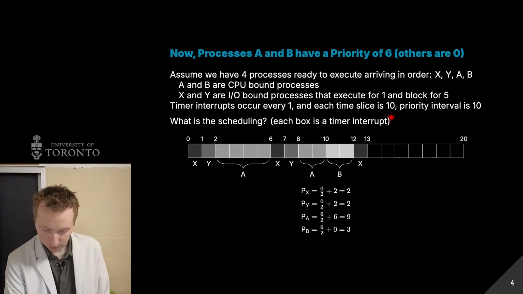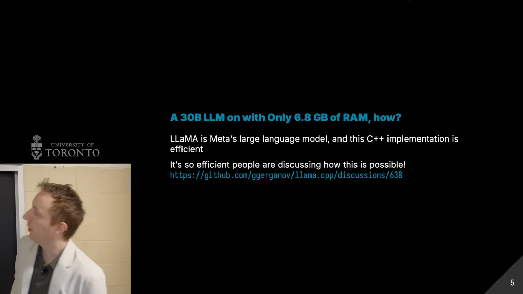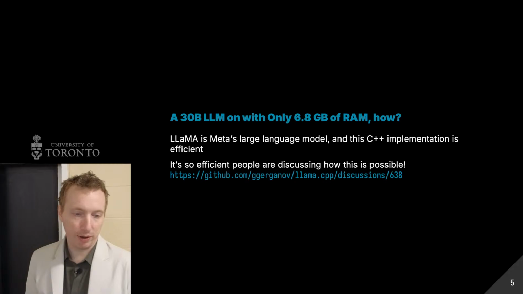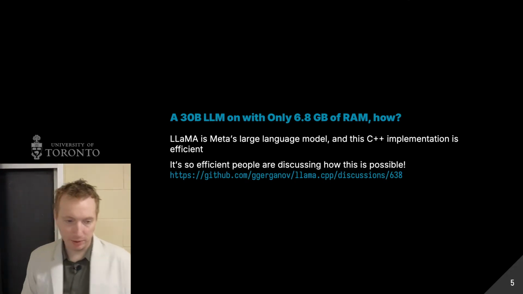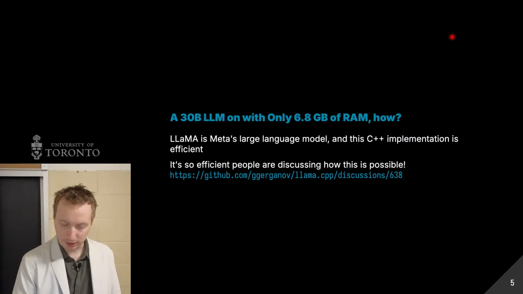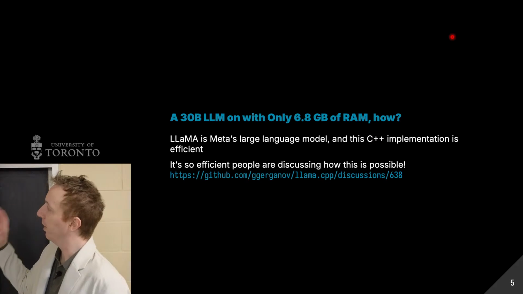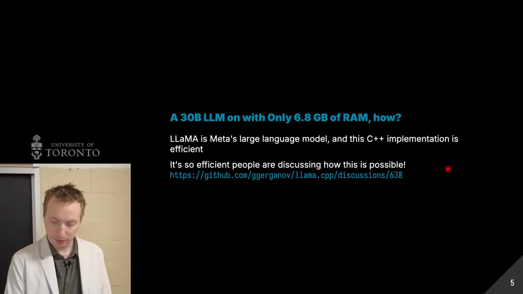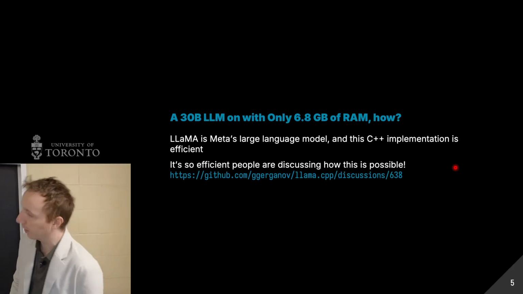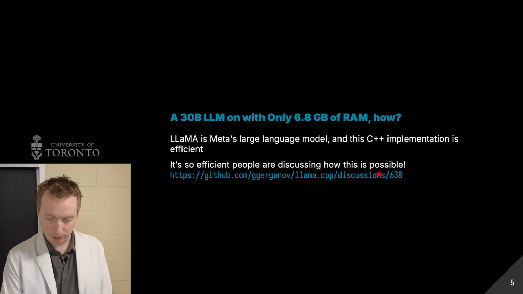Alrighty, so we got that. All right, so let's become a wizard. LLMs are a thing. There is Llama, Meta's large language model. You can download the model, and this C++ implementation called llama.cpp is very efficient, so efficient that people were absolutely dumbfounded at how they could accomplish this.